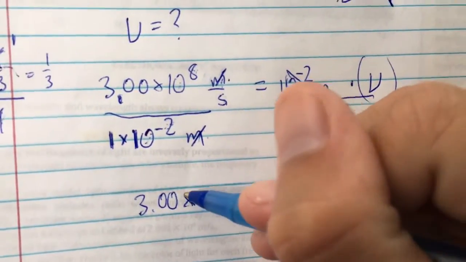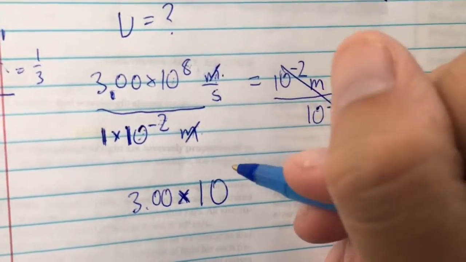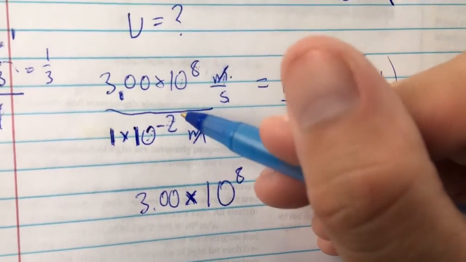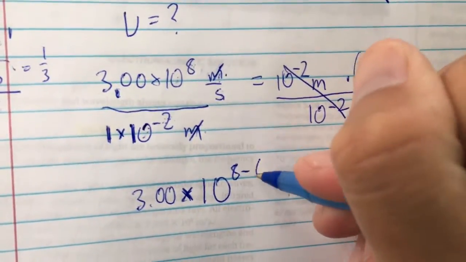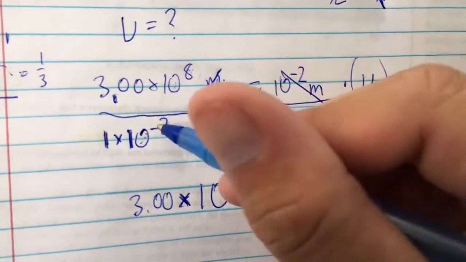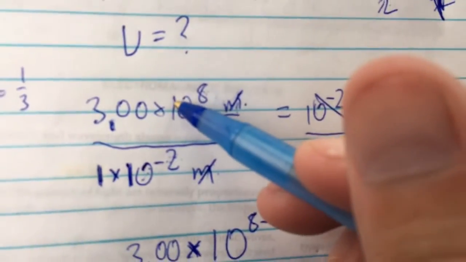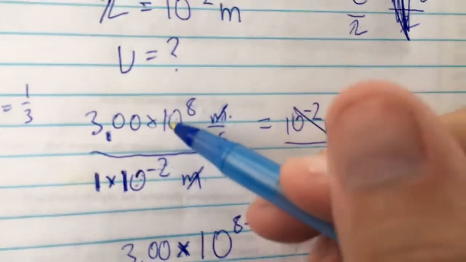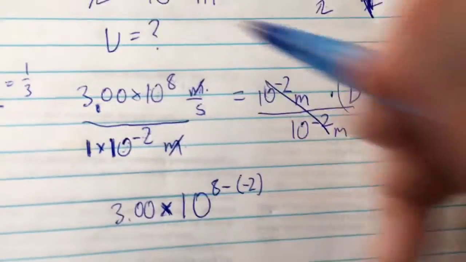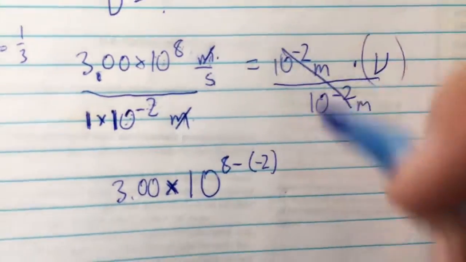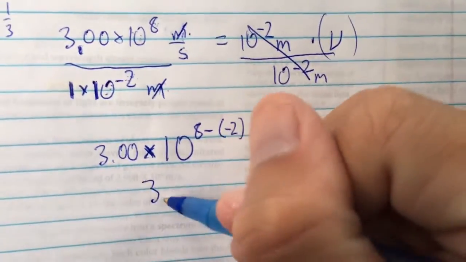3 times 10, and you're going to take 8 from the numerator in the exponent, and subtract negative 2, because it's the exponent on the bottom, and they have the same base of 10, okay? Each exponent has the same base of 10, like 10 to the 8th power, 10 to the negative 2 power. That's what I mean by the same base of 10, okay? And then my final answer is actually going to look like this.